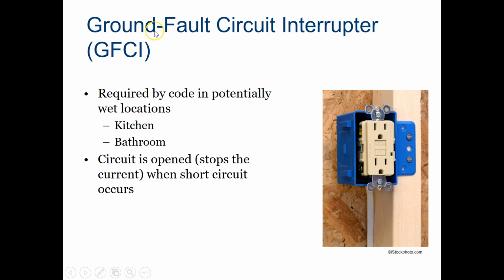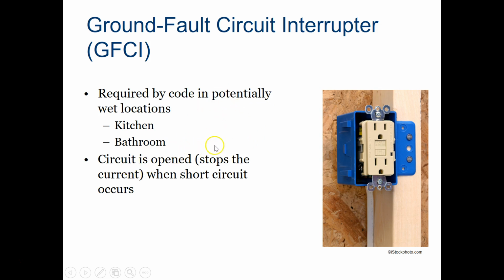There is something called a ground fault circuit interrupter, and it's usually abbreviated GFCI. And this is required by electrical code in locations that are potentially wet locations. So somewhere where water could get on or near that electrical outlet, and they are required for your kitchens and bathrooms. And I'm going to have you again take a picture of this somewhere in your house to basically get you to understand what they look like and what they do.